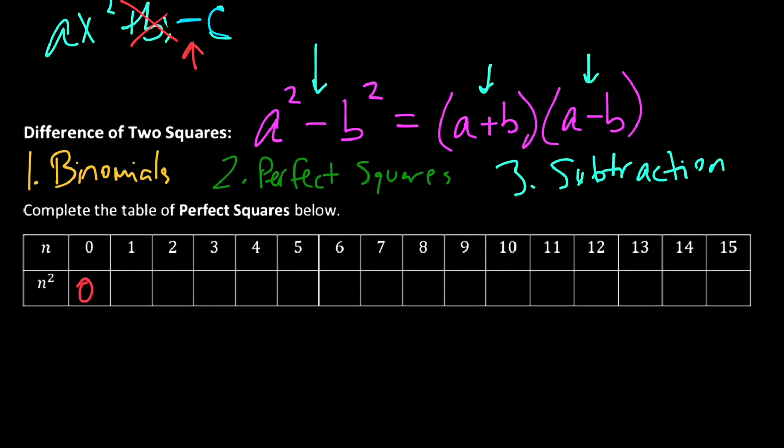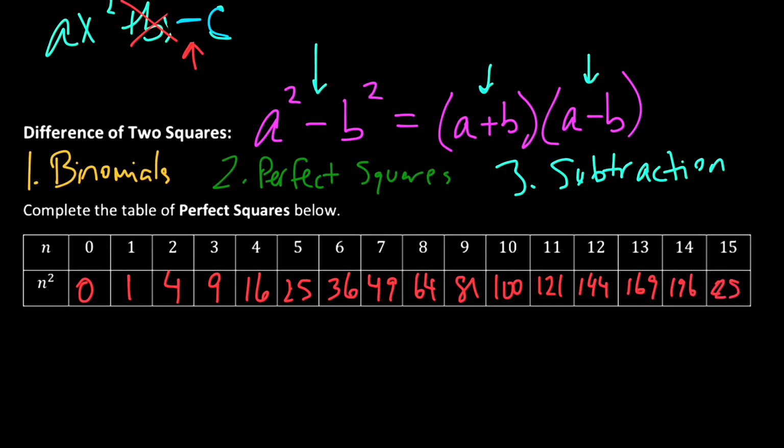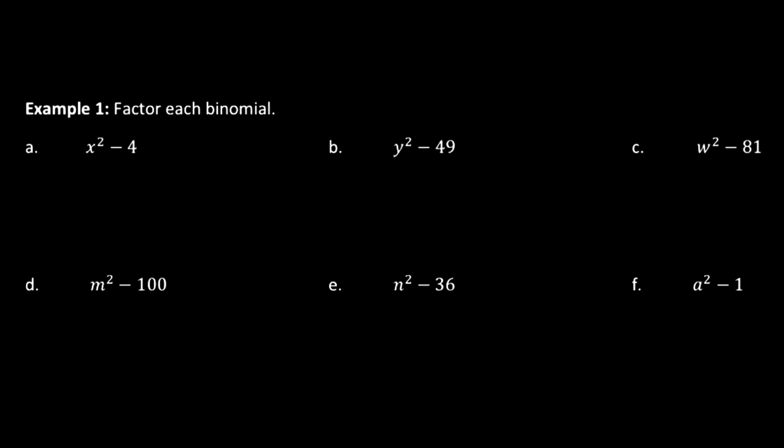0 squared is just 0. 1 squared is 1. 2 squared, 2 times 2 is 4. 3 squared, it's not 6, it is 9. 4 squared is not 8, it is 16. So make sure that you are squaring these things. We are not doubling them here. 5 times 5 is 25, and then 36, 49, 64, 81, 100, 121, 144, 169, 196, and then 225. So the more comfortable you are with your perfect squares, the easier this difference of two squares factoring is going to be for you.